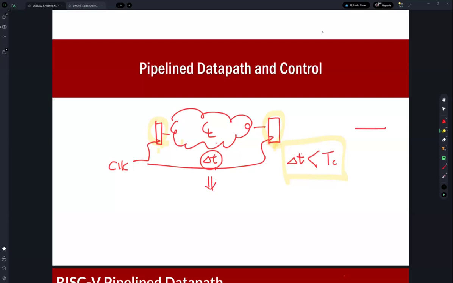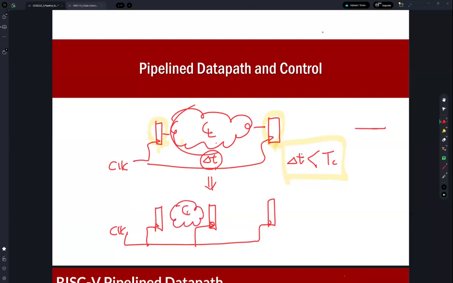Now how can we split this critical path? We can just add another D flip-flop right here. So this is the clock signal. And then this combinational logic is split into two parts. So combinational 1, combinational 2, and then this combinational logic is connected to the D flip-flop.